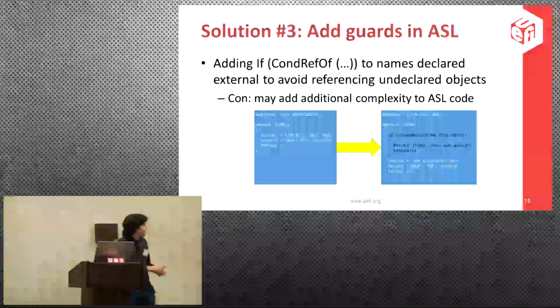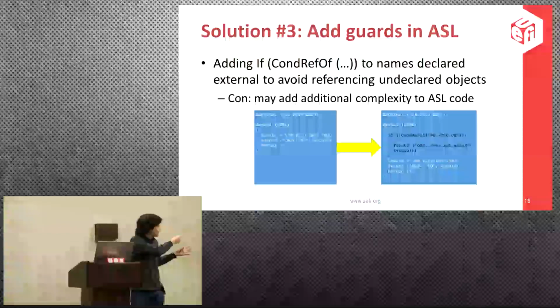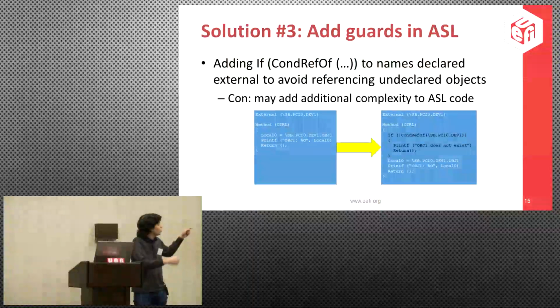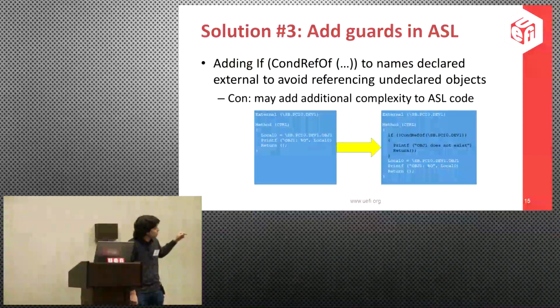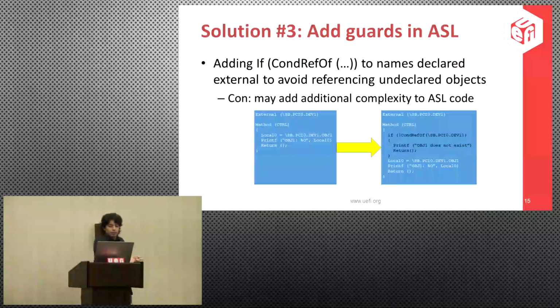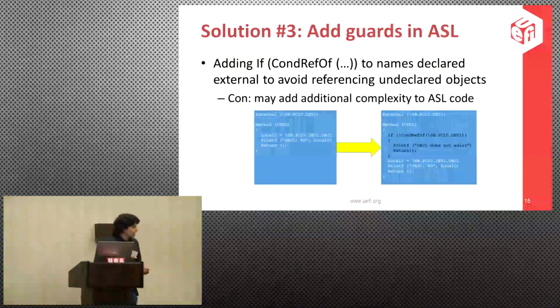So this entails adding an if statement saying, okay, this name is declared external, and if it is, or if this named object exists, then we will execute this certain code path. And I think this is a pretty good approach as well to avoiding these runtime errors.